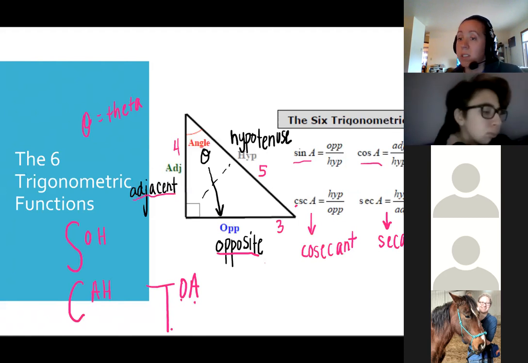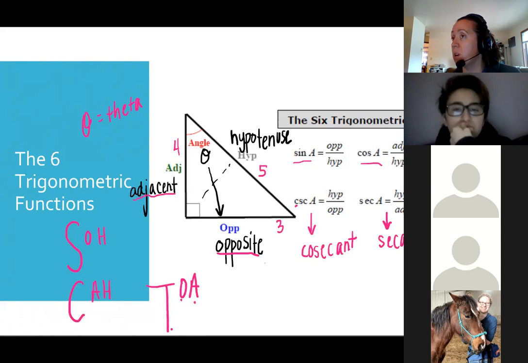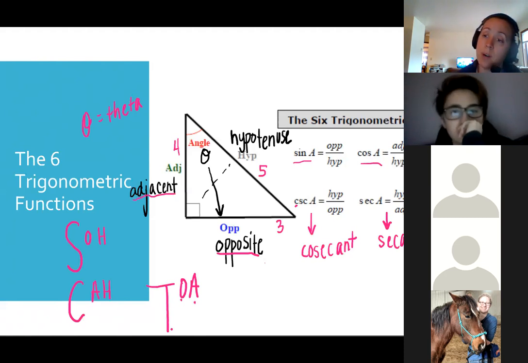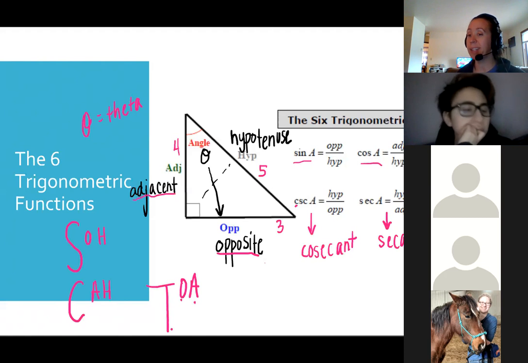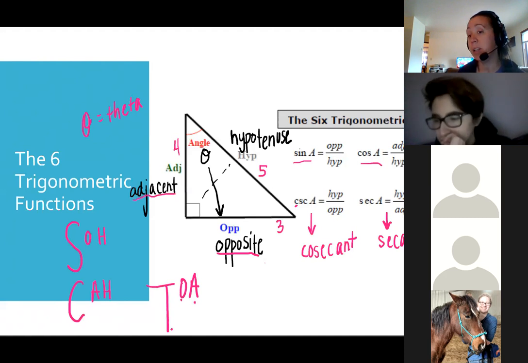So it just tells you how to set up the ratios. And the purpose of it is to solve for triangles. That's what it is. But before we solve for triangles, we need to know how to set up those ratios. So go ahead and get that written down, guys, because that is a super helpful slide.